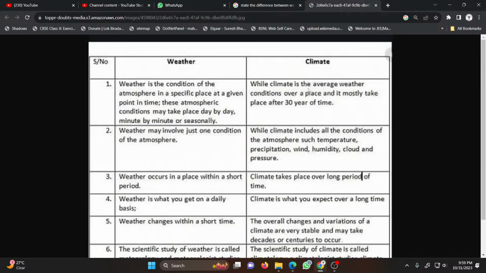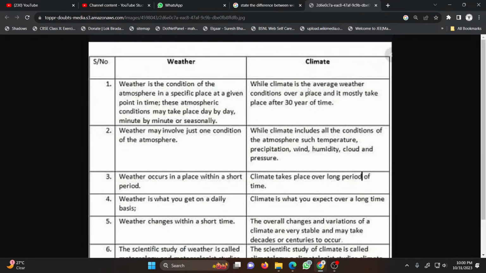Weather is a condition of atmosphere in a specific place at a given point of time, whereas climate is an average weather condition over a place, mostly taking place in a large time span. Weather may involve just one condition of the atmosphere, whereas climate involves all conditions like temperature, precipitation, wind, humidity, cloud, pressure.